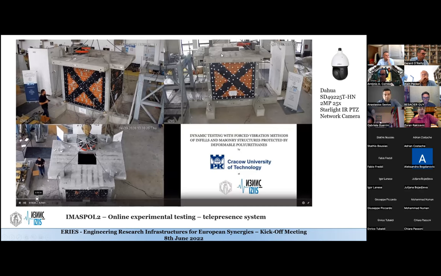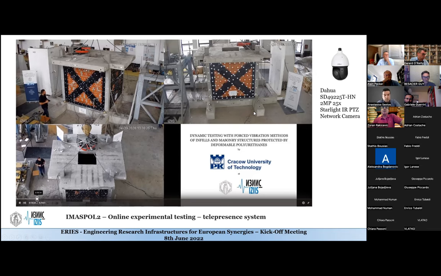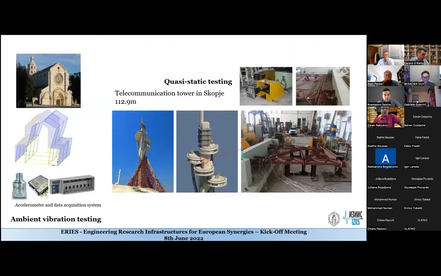And it was fully functional in both ways, not remotely controlled, but actively participating in the realization of the experiment through the Microsoft platform of share and sliding.